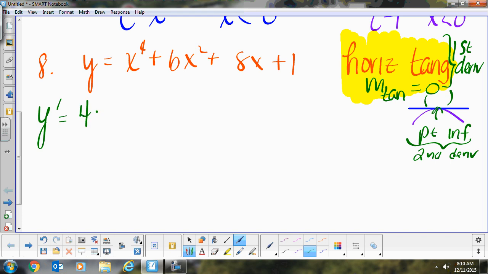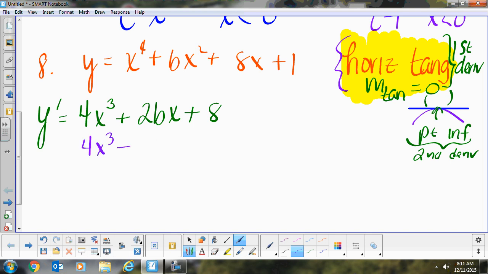So this is going to be 4x cubed plus 2bx plus 8. Now, before I go any further, what does this tell me I'm going to do with this first derivative? Set it equal to 0. So we got 4x cubed plus 2bx plus 8 equals 0. Now, can I solve that with a b and an x? Absolutely not. All right, so now where are we going?